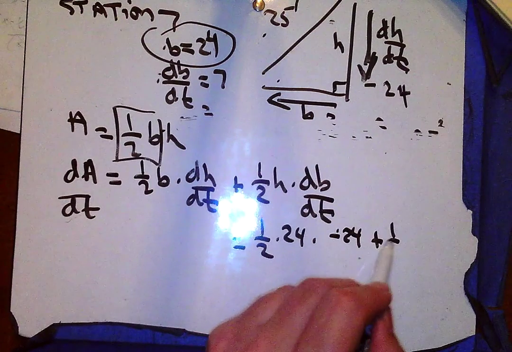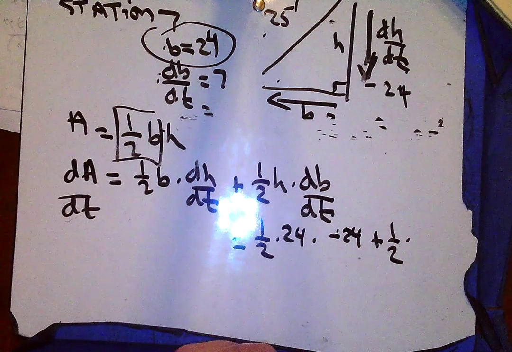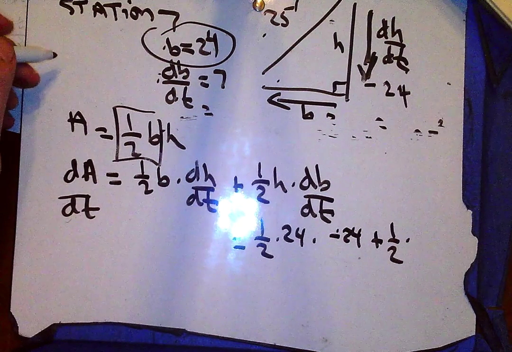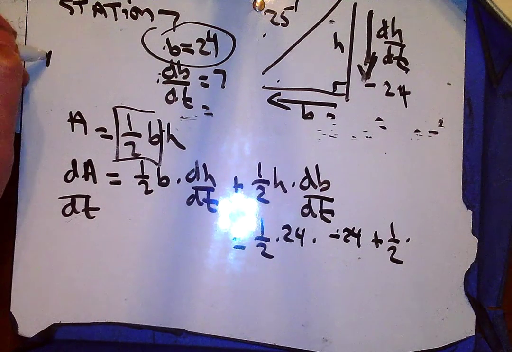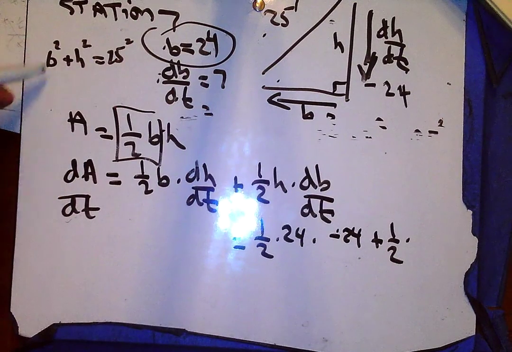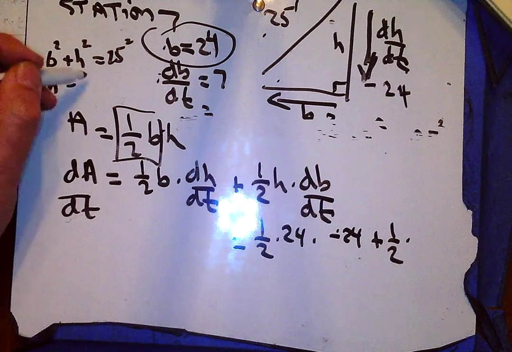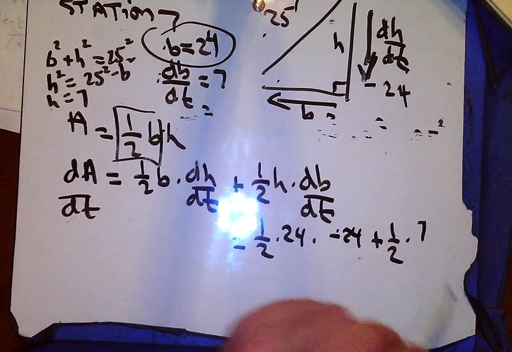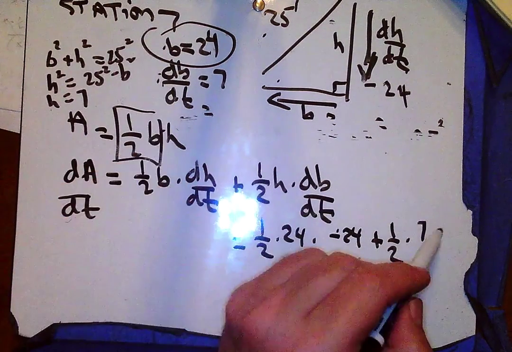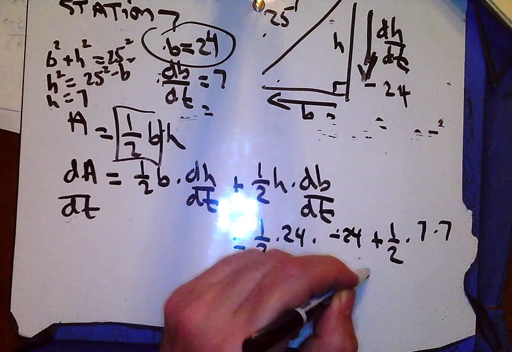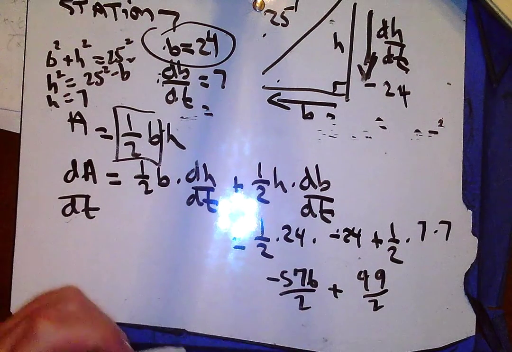Minus 24 plus 1/2. What was our height? B squared plus h squared equals 25 squared. And it looks to me like h squared is 25 squared minus b squared. Oh yes, I remember now, h was equal to 7. So times 7 times dB/dt. Well, dB/dt is also 7. So I've got negative 576 over 2 plus 49 over 2.